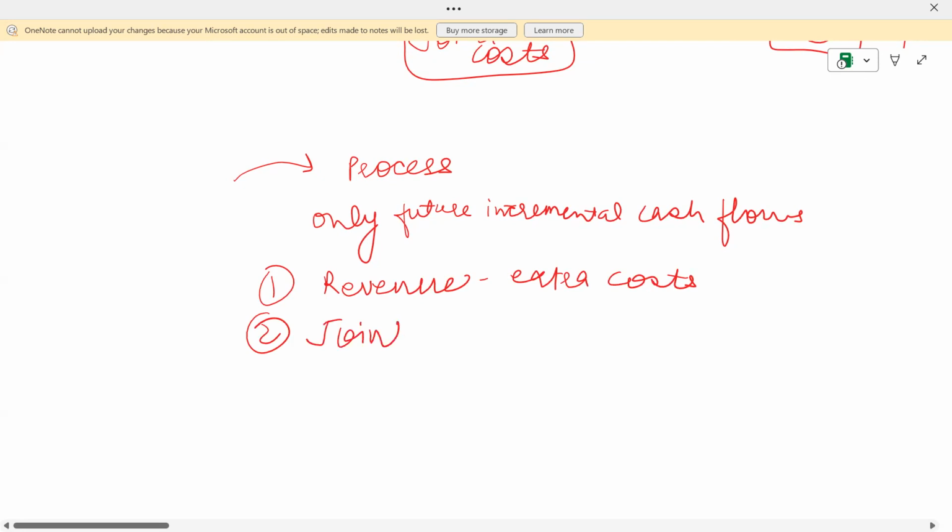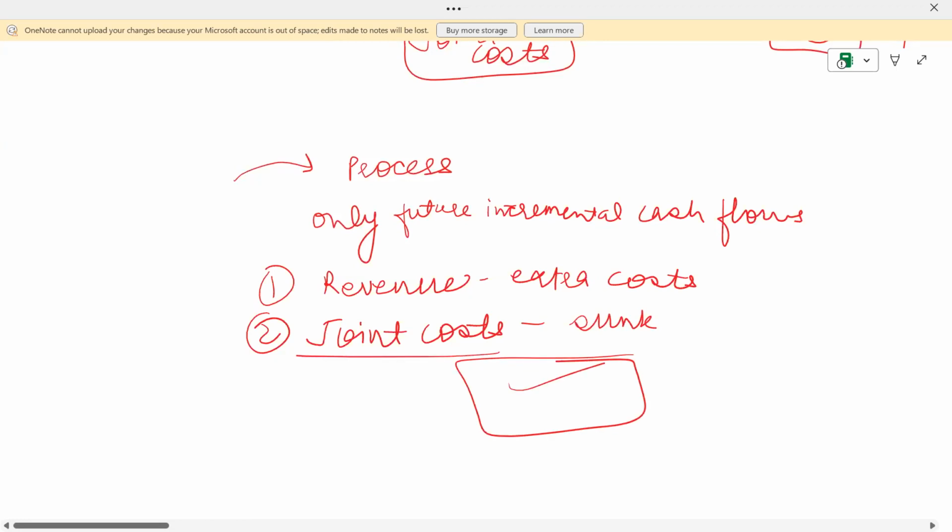And joint costs, whatever costs were incurred before A and B were identifiable, are considered to be sunk, because the process has already happened and we have already undertaken it. Whatever the joint costs are, they are already sunk, so they become irrelevant in making the decision.